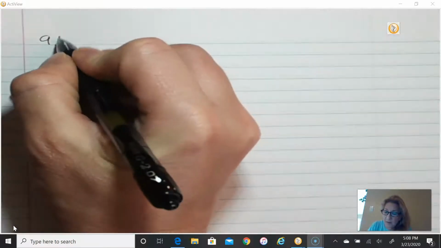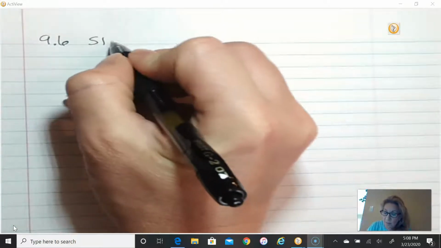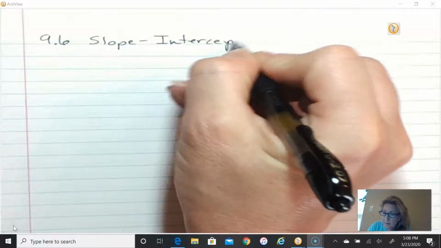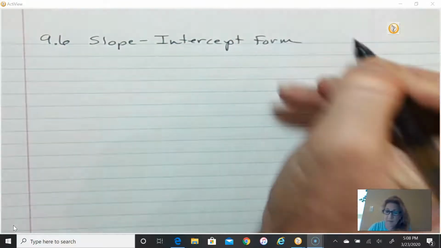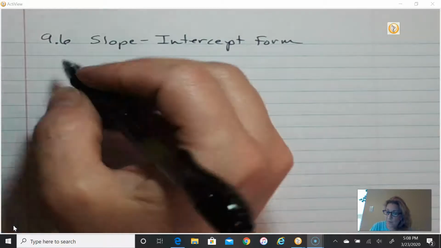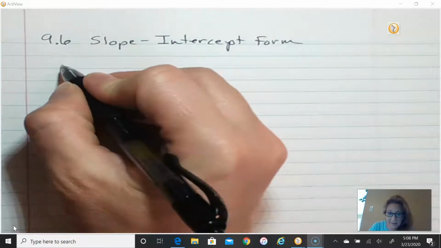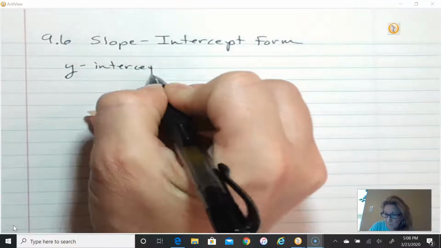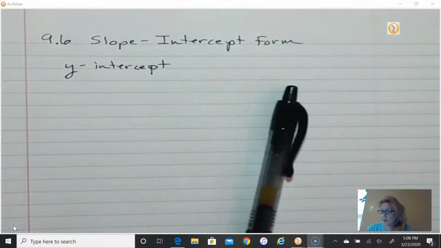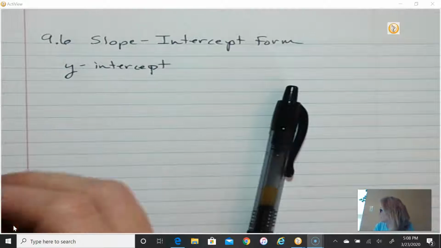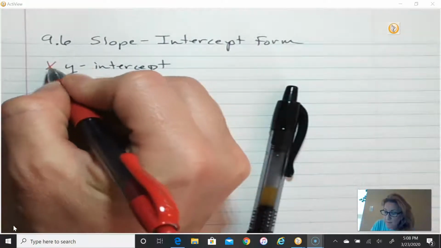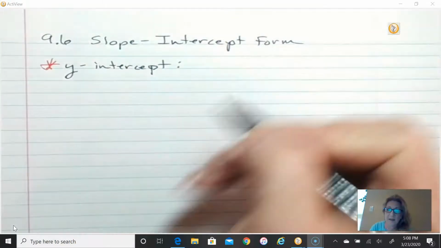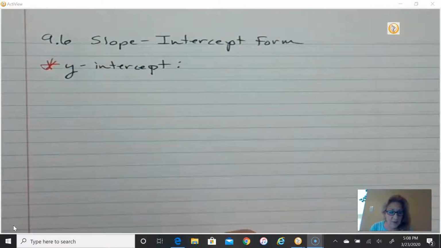9.6. This is the slope-intercept form. All right, slope-intercept form. What you need to learn first is the y-intercept. I'm putting a star there. Okay, so there's a star there. Y-intercept. That is very, very important.